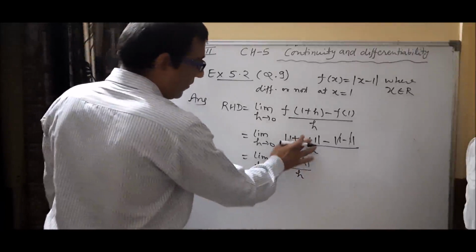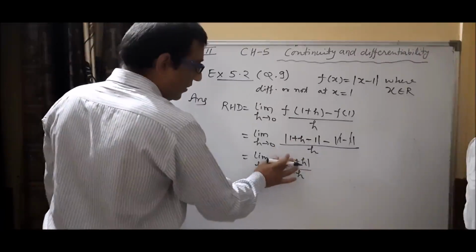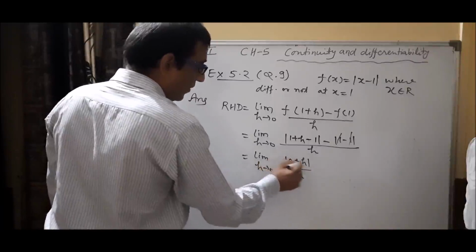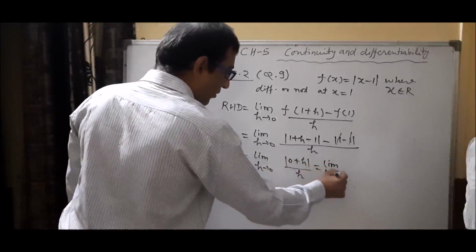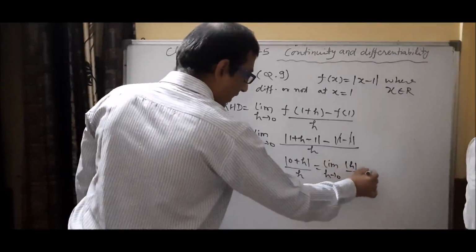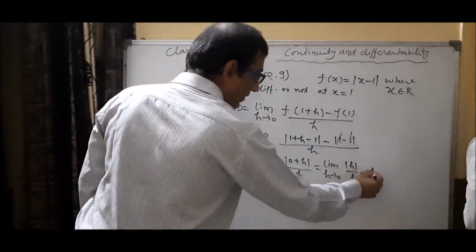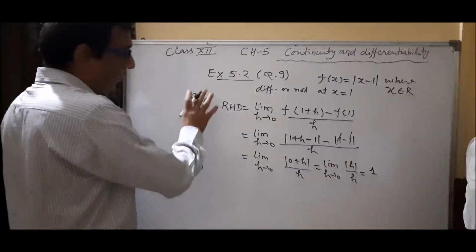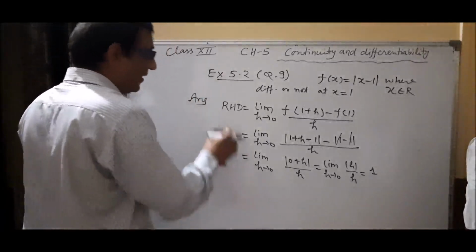We will correct it. It is not plus, it is minus, so we will get 0 plus h. Okay. So when we solve it, limit h approaches 0 of modulus h upon h, and modulus h means h, and we will get 1. So this is the way of solving the right hand limit, the right hand derivative.